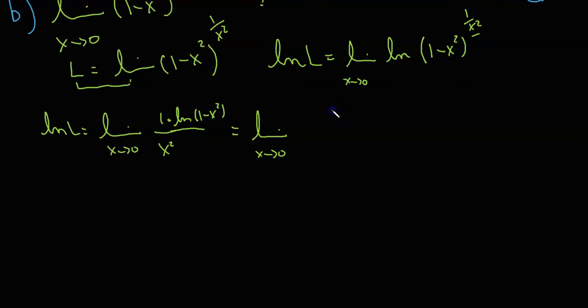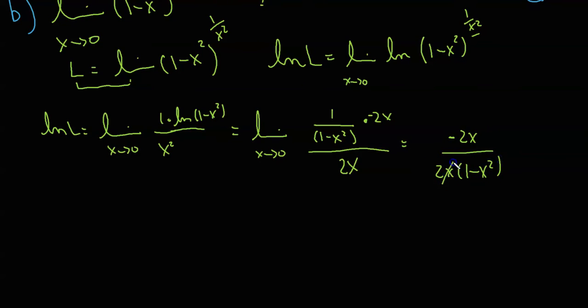So the numerator's derivative of ln is 1 over whatever is inside, multiplied by the derivative of the inside, so negative 2x, and all over the x squared that we have. The x squared becomes 2x, and we can rewrite this as negative 2x over 2x times 1 minus x squared. So we can cancel this 2x out, and we get, let me write it here properly because we still have to include the limit, negative 1 over 1 minus x squared.